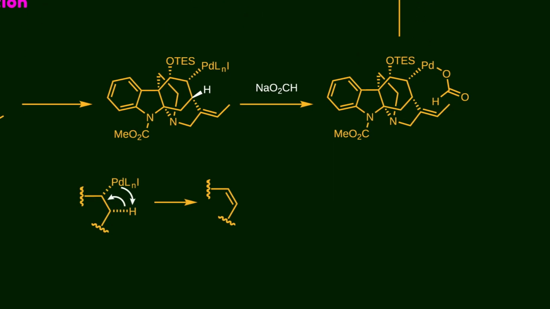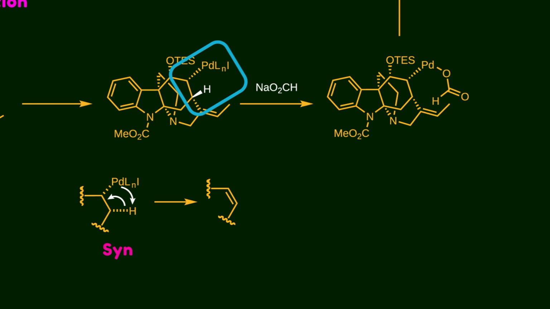During the elimination step, the beta hydrogen atom and palladium must be syn to allow formation of a double bond. In other words, they need to be on the same plane. But in this structure, the beta hydrogen and palladium are trans to each other, and due to the rigidity of the structure, it's not possible for them to adopt a syn conformation.